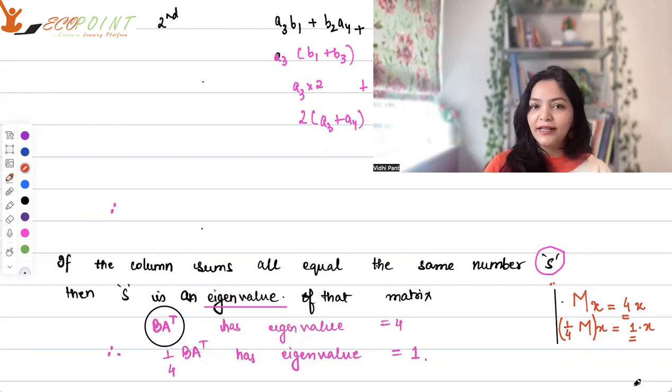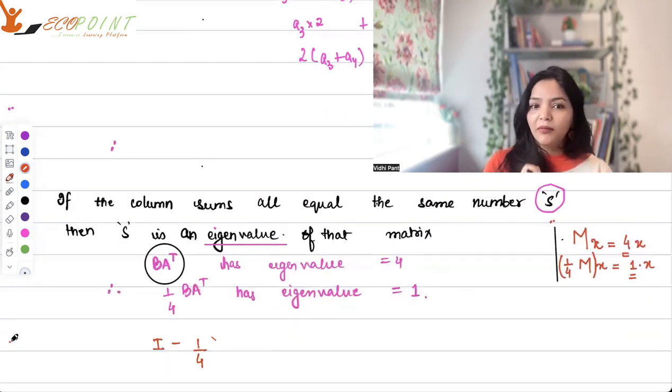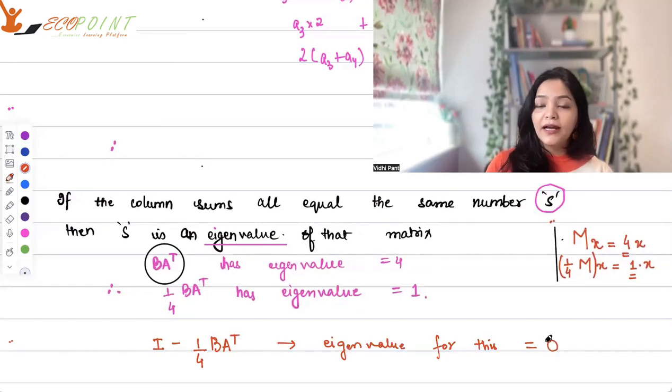It's pretty logical, right? So इसका मतलब I minus 1 by 4 BA transpose के साथ क्या होगा? Eigenvalue for I minus 1 by 4 BA transpose will be 0. You can do it as an exercise and you will realize, आप BA transpose मत लीजिए, आप कोई भी matrix A लेके चल लो and just try to figure it out.